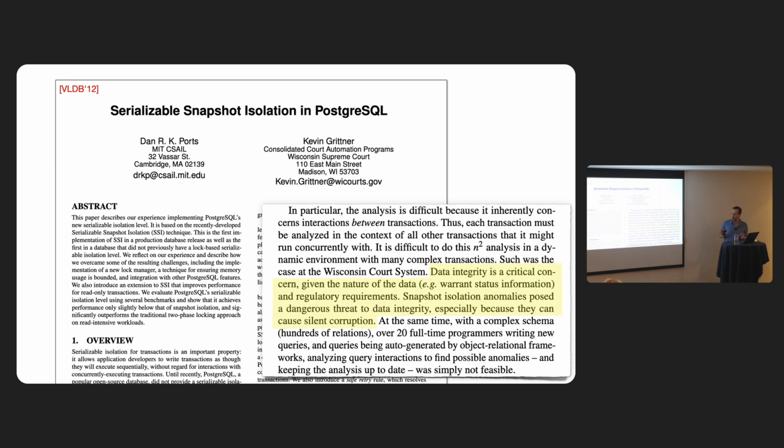But overall, it doesn't seem like serializability is very popular in industry. I think nobody really uses it unless they are the Wisconsin Supreme Court or something else, unfortunately.